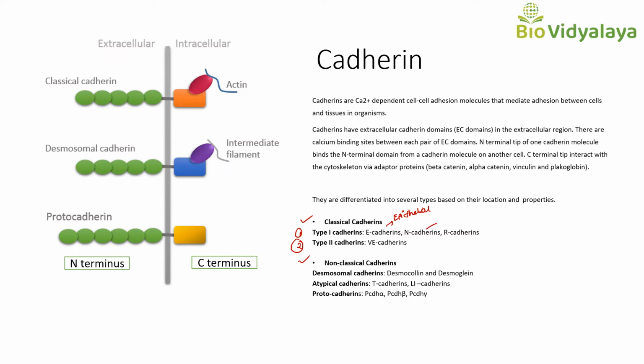N cadherin means neural cadherin, which is found in neurons, and R cadherin means retinal cadherin. Next is type 2 cadherin. Example: VE cadherin. VE cadherin means vascular endothelial cadherin.